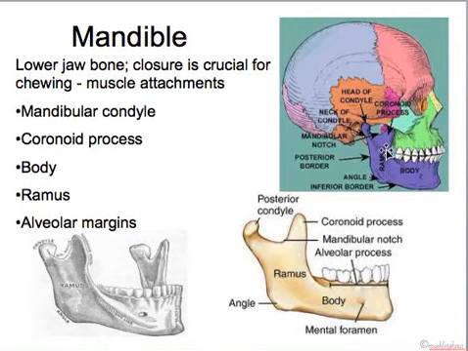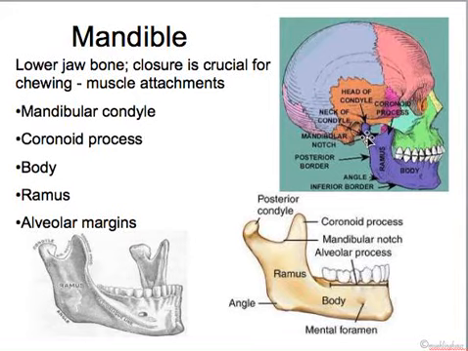And then here we have two processes sticking out, one in the front and one in the back. The one in the back reaches right into the mandibular fossa of the temporal bone, right in front of the ear. That's known as the mandibular condyle.